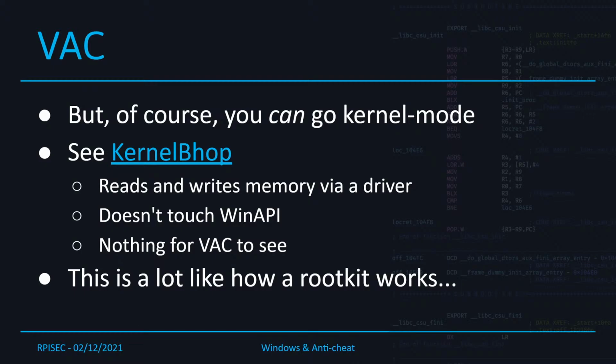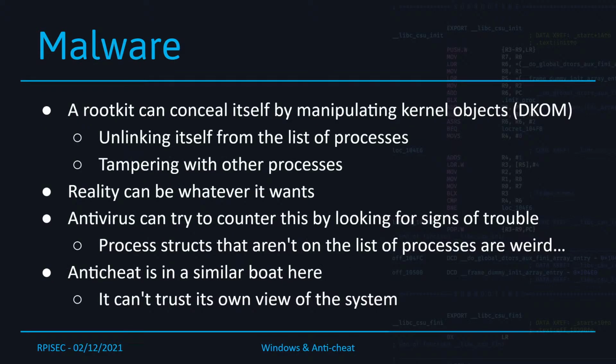It uses a driver to do the reads and writes. So your user space program talks to the driver, and the driver then pokes at memory. WinAPI never sees this, so Rack similarly never sees this. And this is a lot like a rootkit. We've brought this up a few times, just kind of talk about this here.